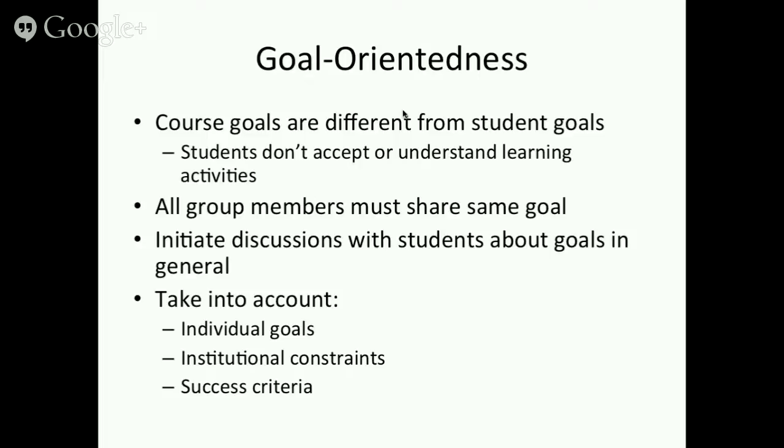And so something that helps in this case is to initiate discussions with students about goals in general. So asking them what types of goals might be good types of goals, for instance, or having them think about the class in general and seeing where they want to be at the end of the class, and how they want to proceed to that. And so when you do this, you have to take into account individual goals. So what do they personally want to do? What are the institutional constraints? So what does the program require that you do? Okay, so that's important to consider.